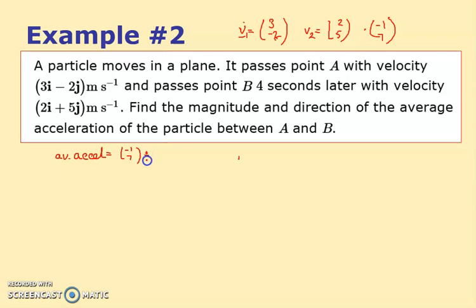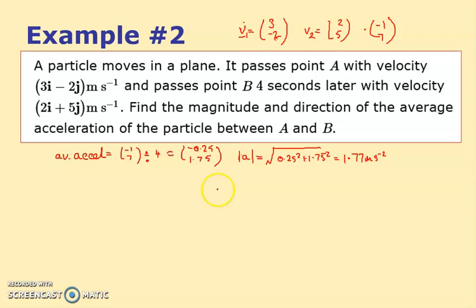And I divide by the time it took to do it, and it took 4 seconds. So I reckon that's minus 0.25 and 1.75. That is my average acceleration. But he wants the magnitude of the average acceleration. So I find the magnitude, which is the square root of 0.25 squared plus 1.75 squared. If you do that on your calculator, you get 1.77 meters per second squared.